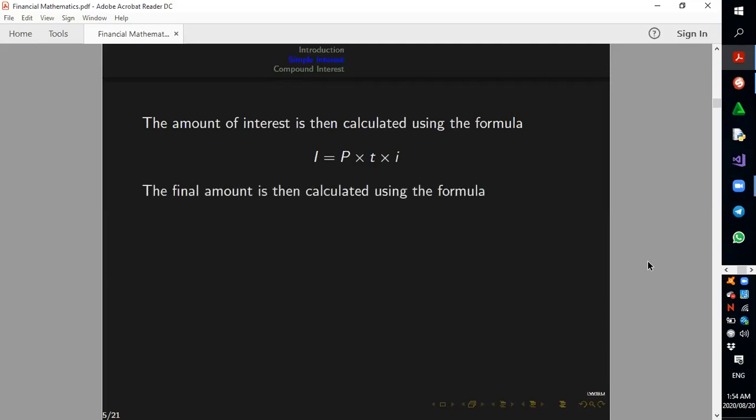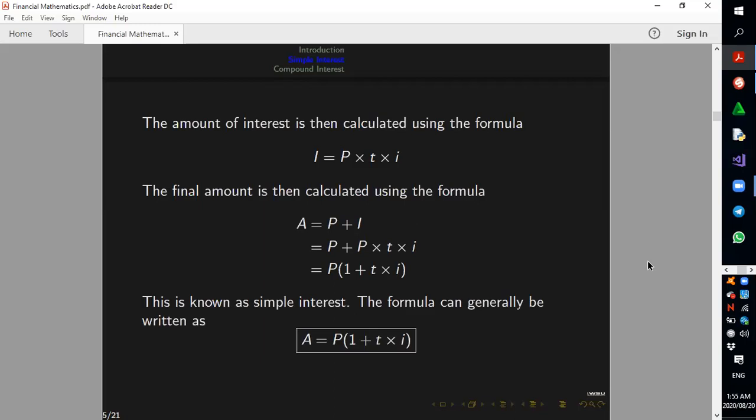And then for the final amount, or the amount at maturity, we take that amount of interest and add it to the initial amount, which is the principal, and then we get P plus I. But we remember that I is the product of P, T and I, and then we take out P as a common factor. We've got this formula, which generally we have the simple interest formula being given as A equal to P into 1 plus T times I. Now it is important that you understand this formula, ladies and gentlemen.